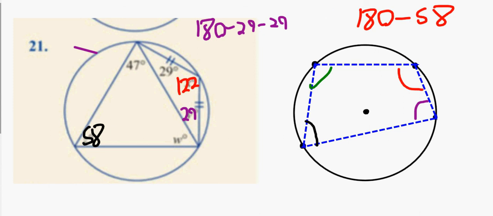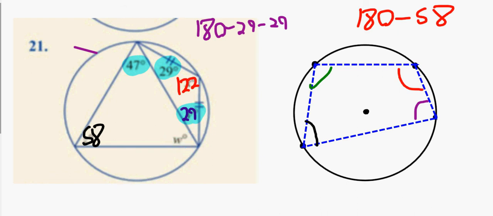Yeah, I think we can add up all the angles. They all have to add up to 360, don't they? 122 plus 29 plus 47 plus 58 plus 29 plus W equals 360. A quicker way is to do the opposite angles in the cyclic quadrilateral. So you basically attach 47 and 29, plus 29 plus W is 180. Is that okay? Oh God, how did I not see that?